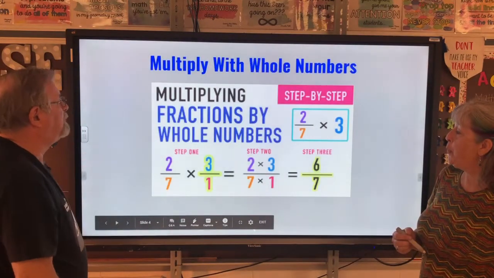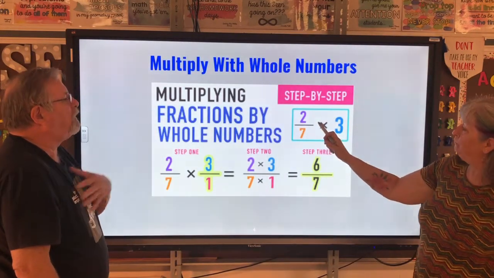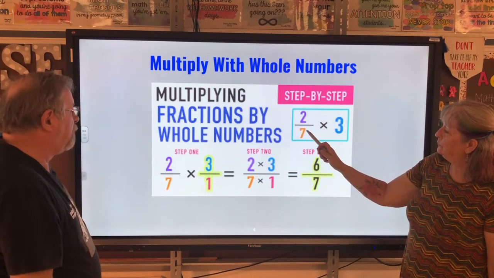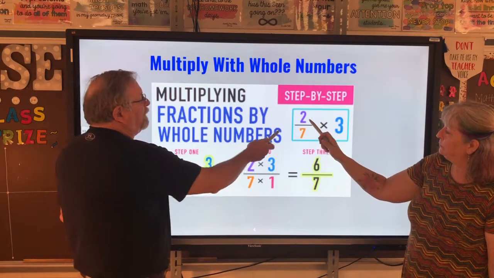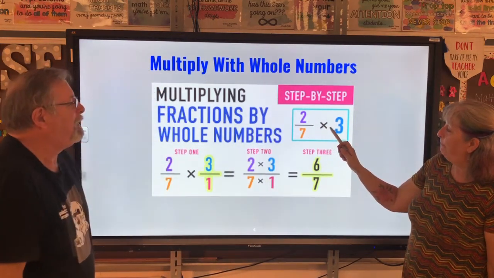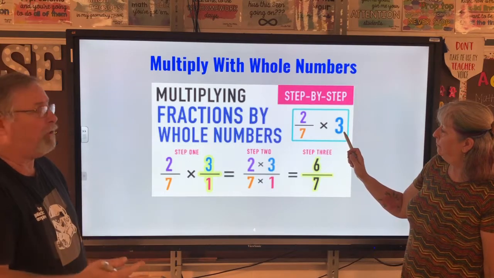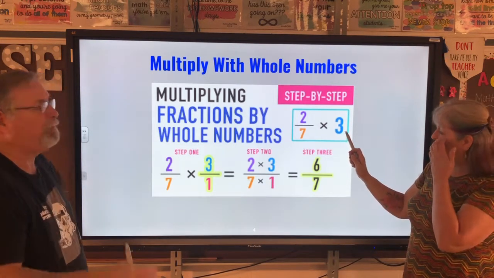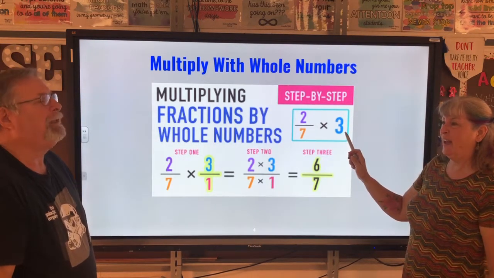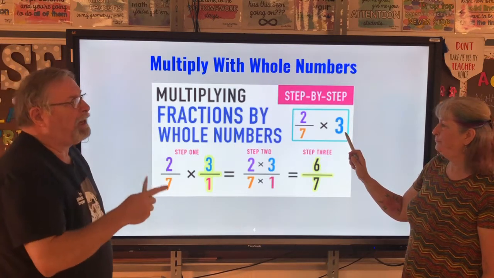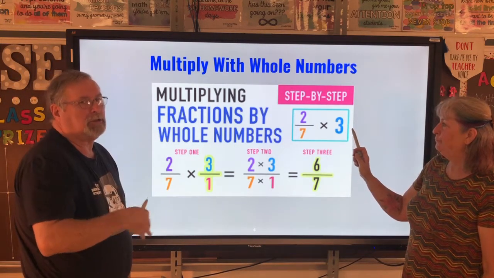Well, I think we'll show them this example here. We're going to show you how to multiply a fraction with a whole number. So here's our example. We have 2/7 times 3, 3 being the whole number, 2/7 being the fraction. But 3 doesn't look like a fraction. That's why anytime you do this, you want fractions to look like fractions.